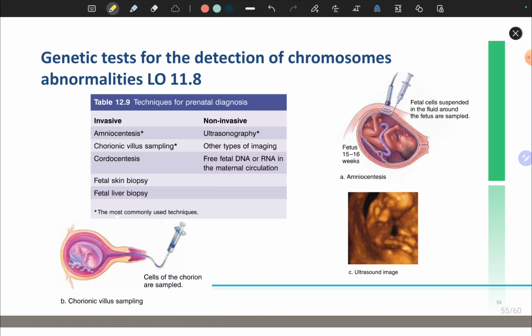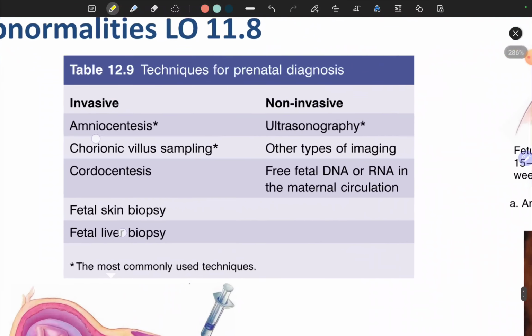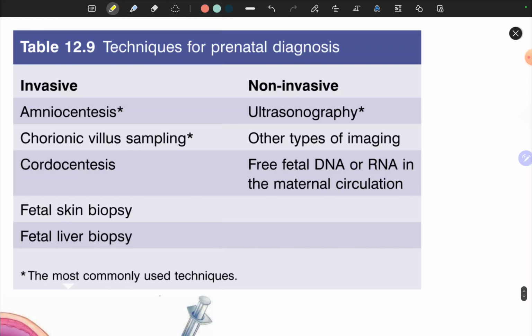For example, ultrasound is non-invasive. So here we have invasive and non-invasive. So it's a genetic test for chromosomal abnormalities. So here we have invasive. First we have amniocentesis. So these are the common. We have chorionic villus sampling and cordocentesis. And we have non-invasive, which is the most common, ultrasound, and preparation material and other types of imaging also.